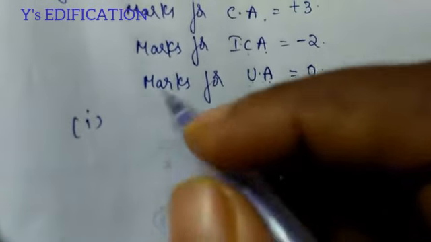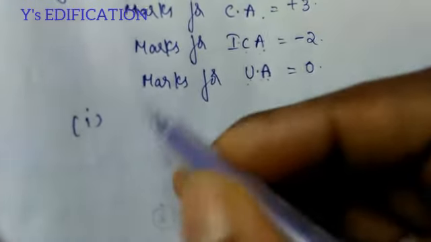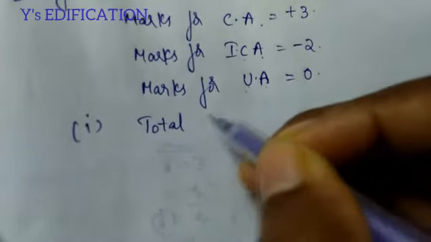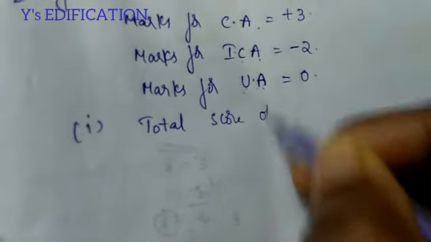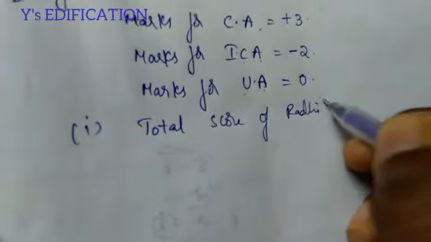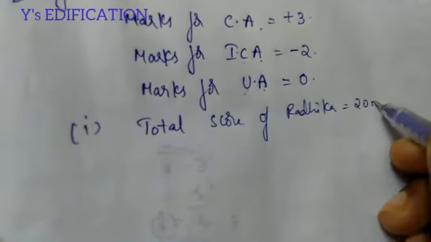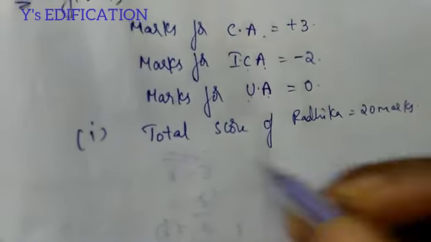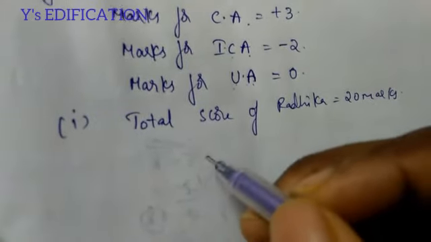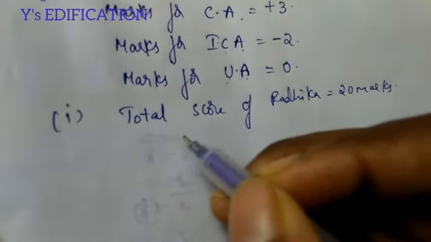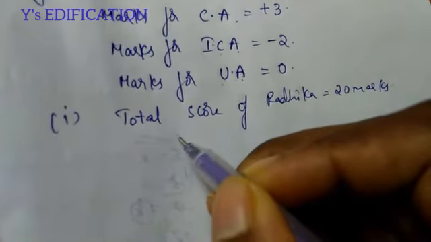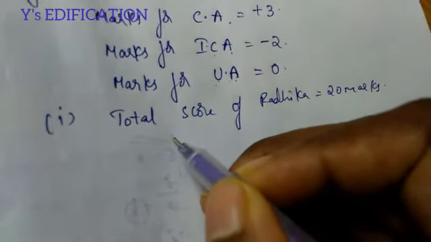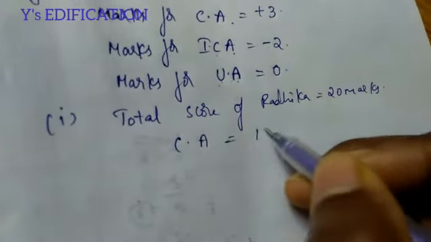First one, Radhika scores 20 marks. What is the score of Radhika? Total score of Radhika is 20 marks. If she got 12 answers correct, how many questions has she attempted incorrectly? So what is the number of questions she got correct? Correct answers is equal to 12.